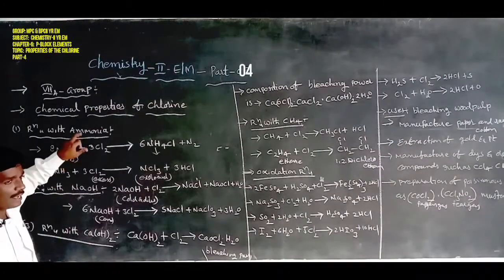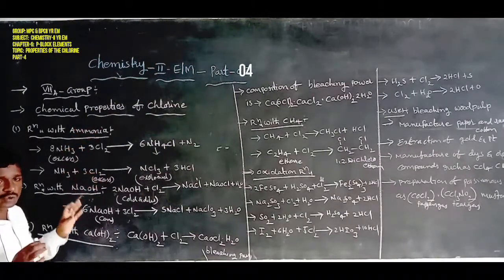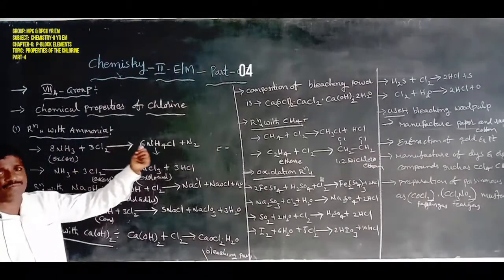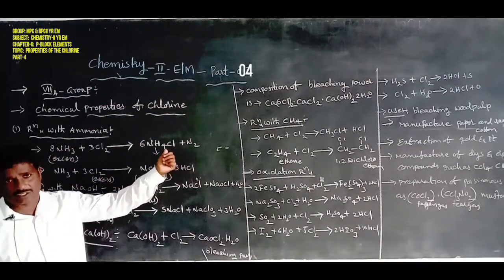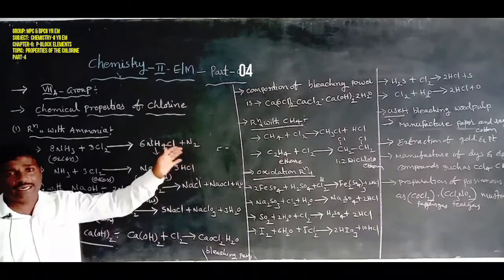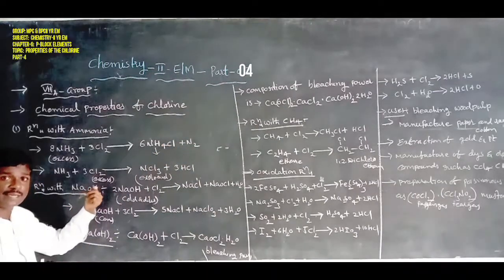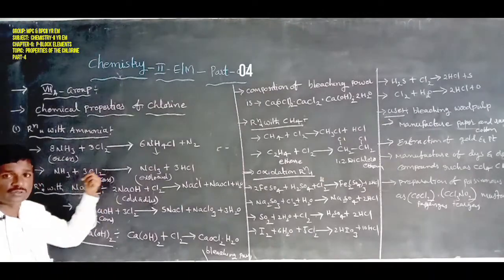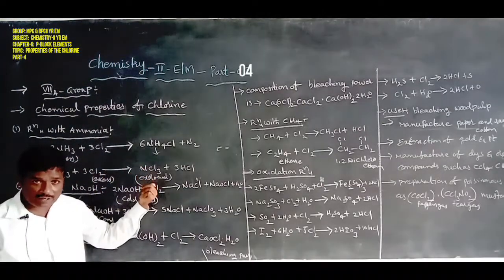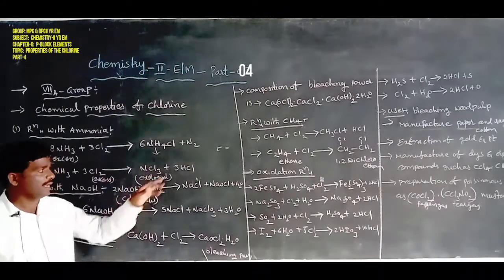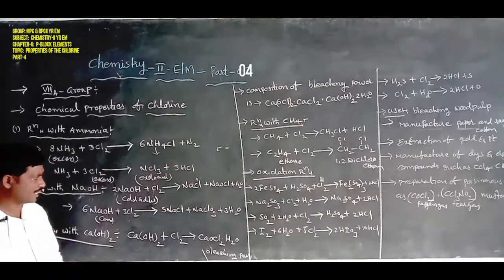So, in the reaction with ammonia, chlorine reacts with excess ammonia to form ammonium salt, that is ammonium chloride, and nitrogen. But excess chlorine treated with ammonia forms nitrogen trichloride, an explosive compound, and also hydrochloric acid.